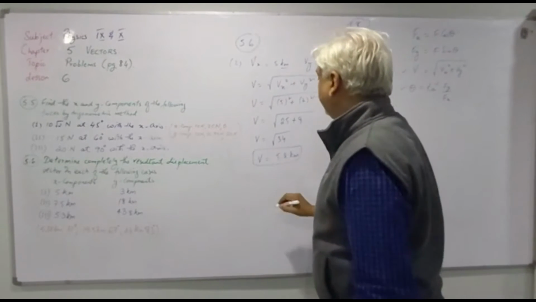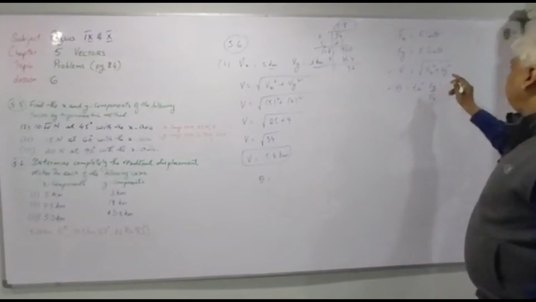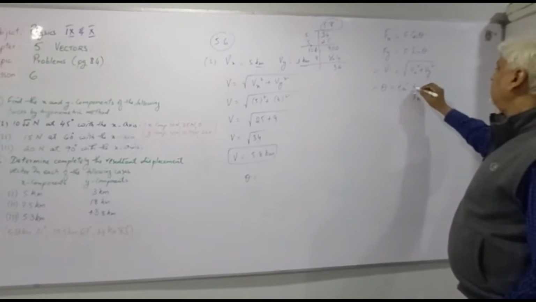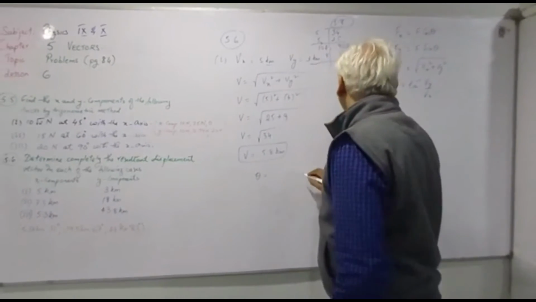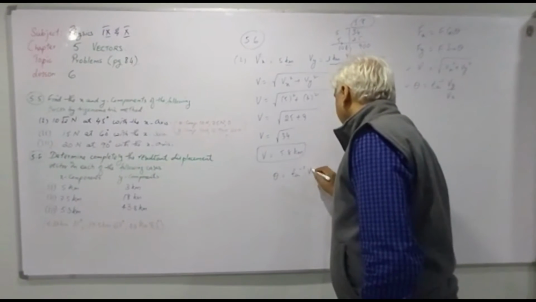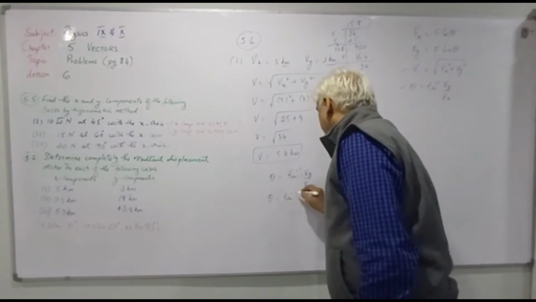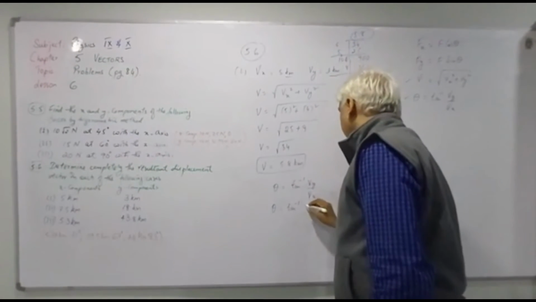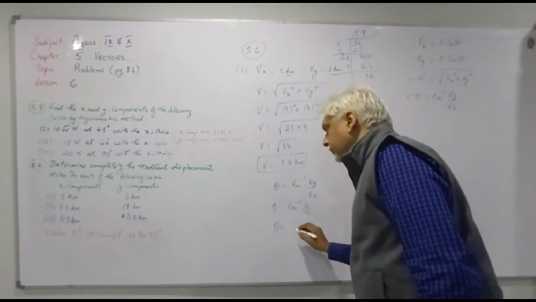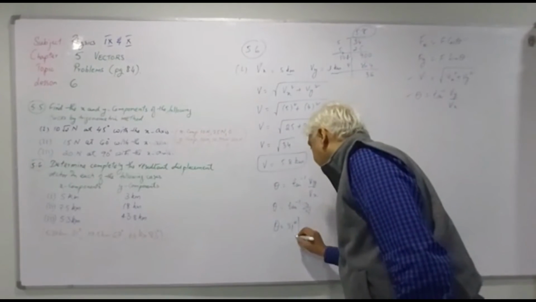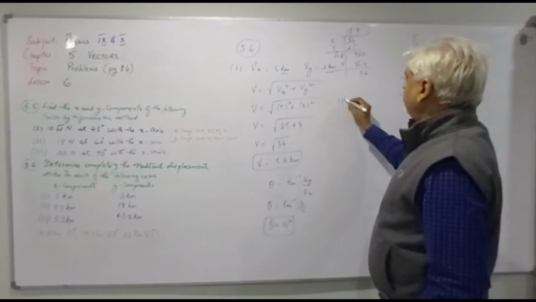Now in order to find the angle theta, theta is equal to tangent inverse of Vy upon Vx. So theta is equal to tan inverse, where Vy is 3 and Vx is 5. When you work this out, you will get angle theta equal to 31 degrees. Right, let's go to the second problem.